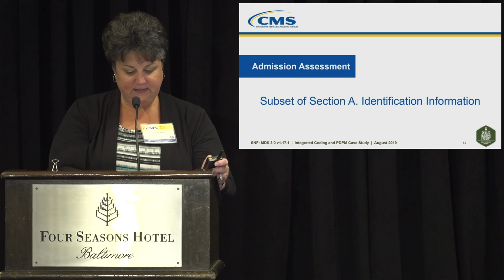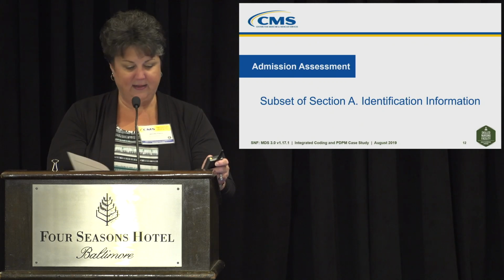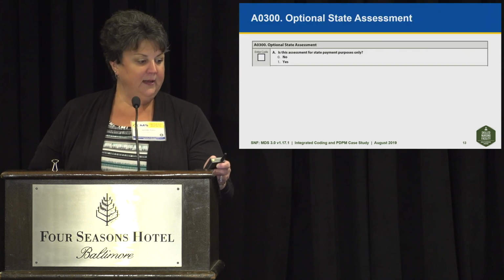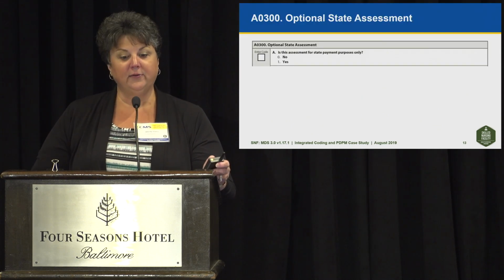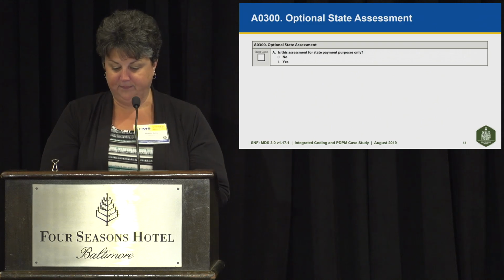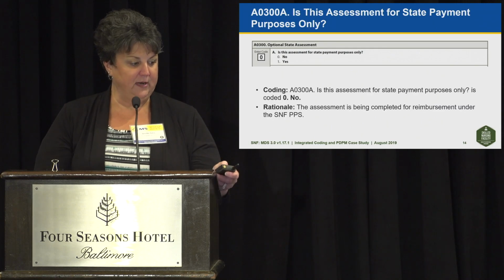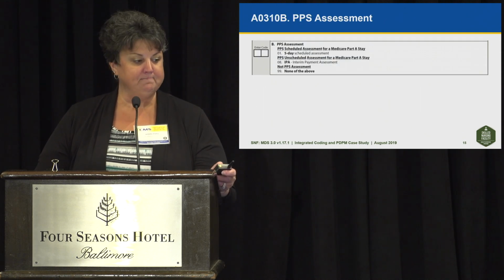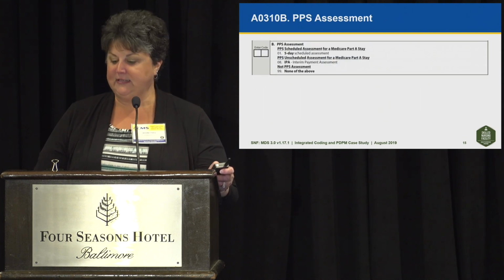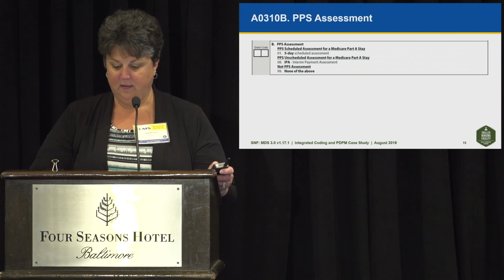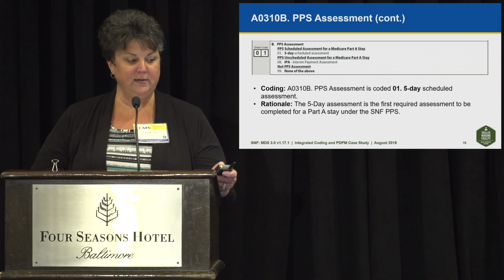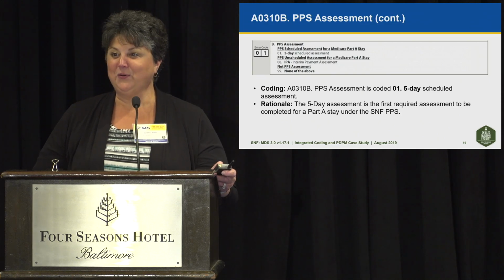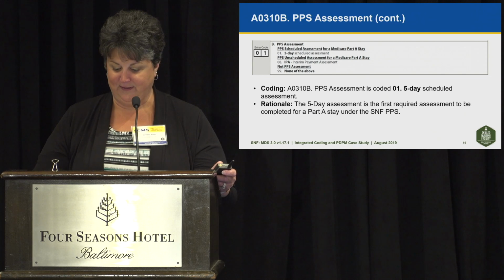All right, so let's start with Section A from our admission, our first assessment there. And how'd you code this? A0300 optional state assessment. No, right? Correct. And the rationale, again, this is our SNF-PPS assessment. How did you code A0310B? Did you code that as a 1, indicating a 5-day? Not much new here, except there's a whole lot less choices, right? Which is a good thing.